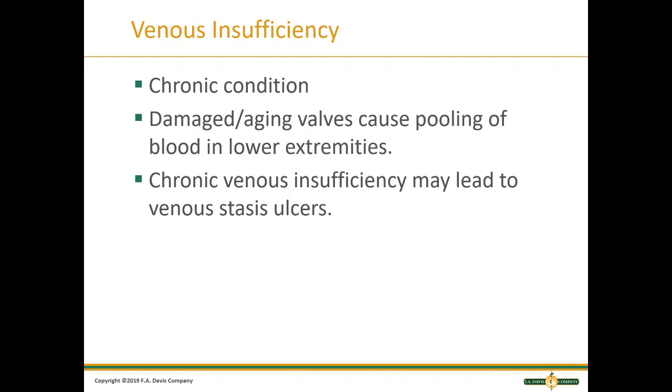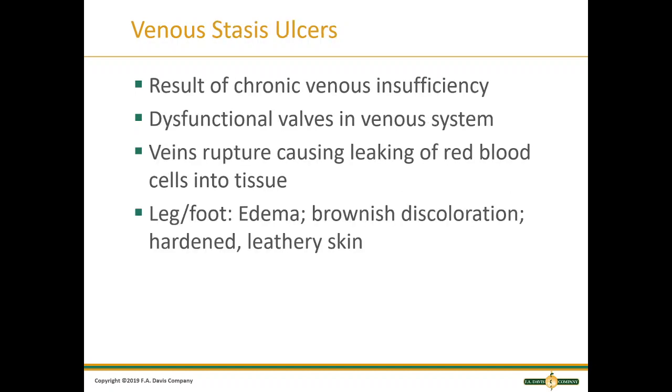Chronic condition and damaged aging valves causing pooling of the blood in the lower extremities, and venous insufficiency is what we're talking about. Chronic venous insufficiency may lead to venous stasis ulcers. This is from chronic venous insufficiency. There's a rupture that causes leaking of red blood cells into the tissue. So it's like a bruise, broken blood vessels, and they just leak out into the tissue. So it will show like a bruise, kind of.